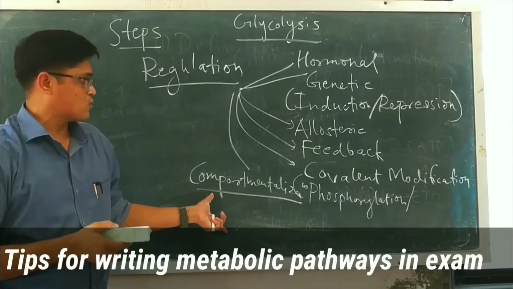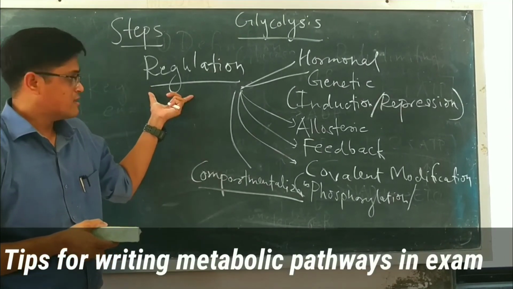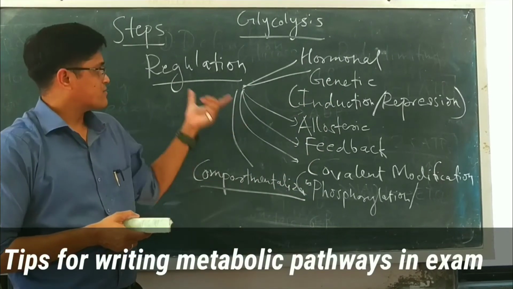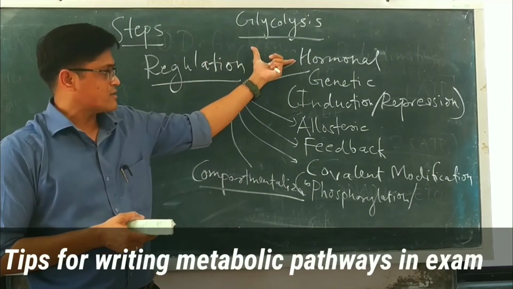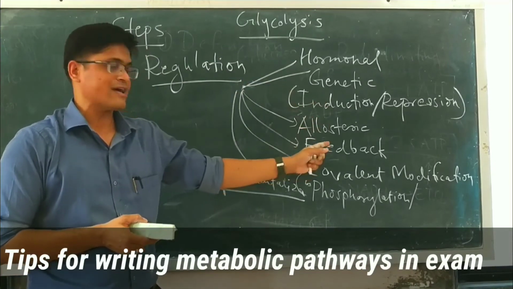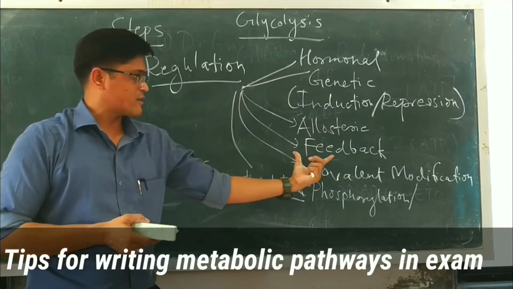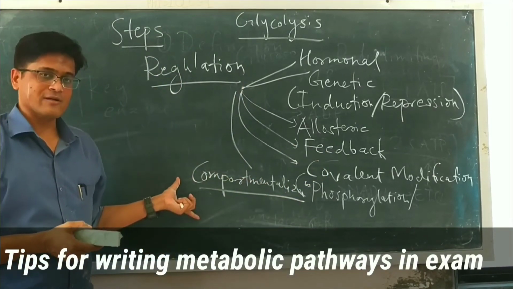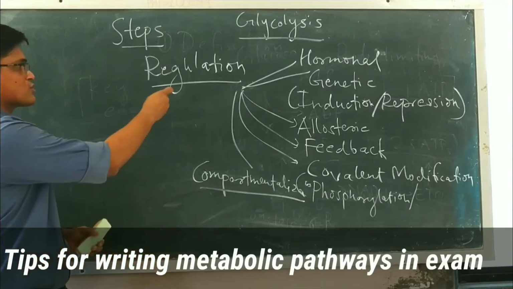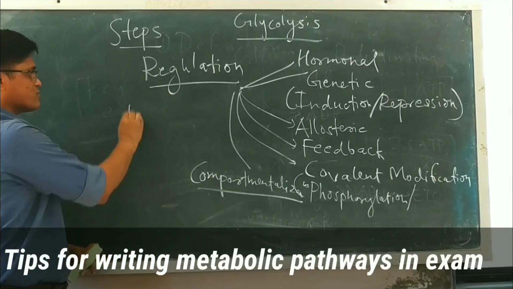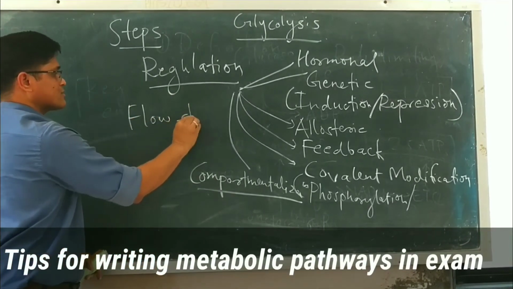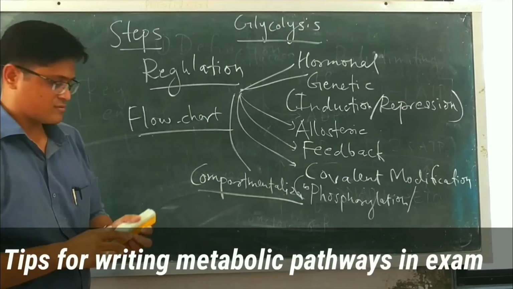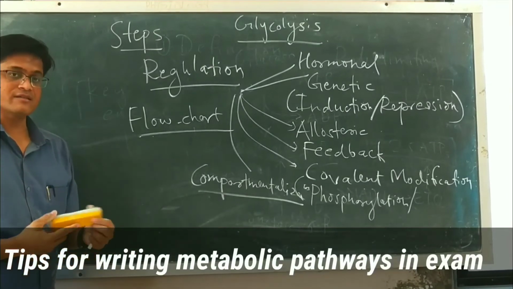So you can also correlate with the pathway itself. The regulation belongs to these mechanisms only. Okay. Sometimes in a pathway, hormonal regulation and genetic regulation are there along with allosteric regulation. Some pathways are regulated by only feedback regulation. So like that you mention the regulation here, or you can also show the regulation in a stepwise or flow chart manner. So that is also an important aspect regarding the regulation.